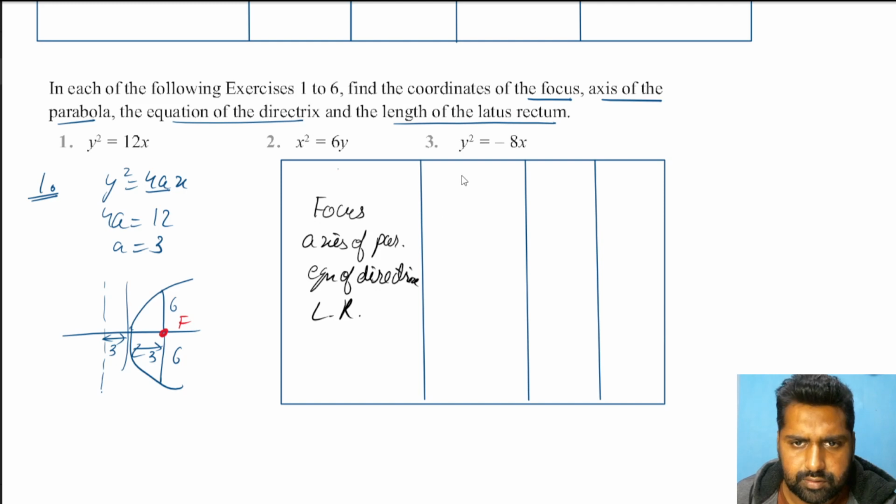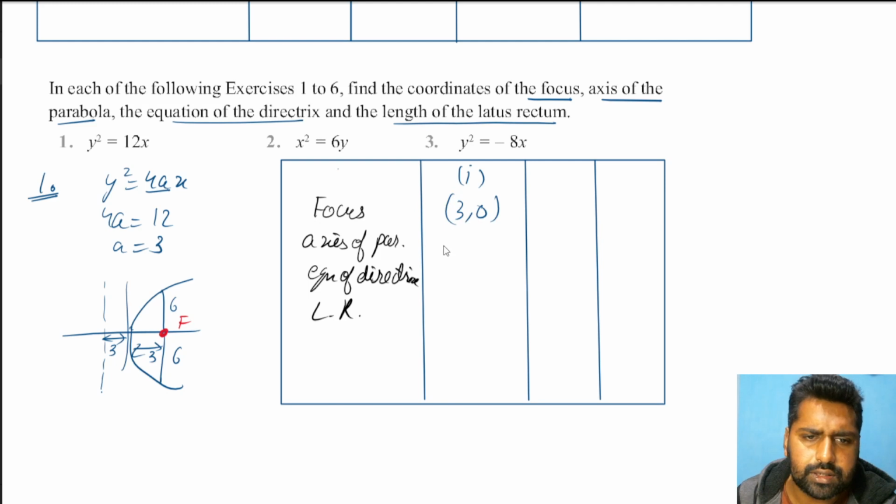Okay, so the first part we have done, we have roughly drawn the shape. We can see it is at a distance of (3, 0) on the right. So focus is (3, 0). A is 3, na. Identify a and write everything else accordingly. This parabola is on which axis? This axis, which is the x-axis, that is y equal to 0. Then equation of directrix, this is our directrix here. Okay, it is parallel to the y-axis.